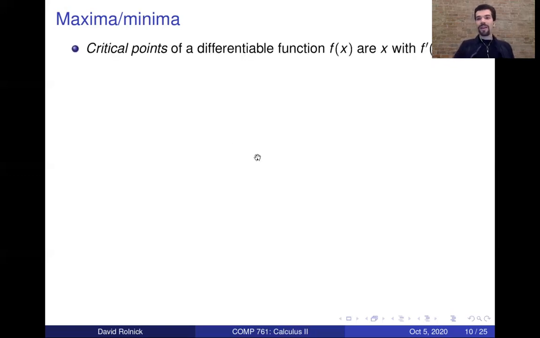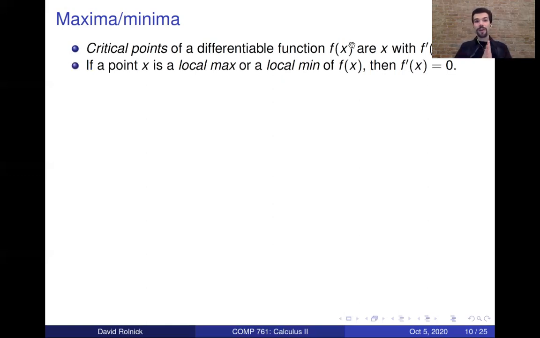Maxima and minima. This is one reason why derivatives are useful. I realize many of you have seen this before. Critical points of a differentiable function are points where the derivative is zero. If a point is a local maximum or a local minimum of f of x, then it is a critical point. Then the derivative is zero at that point.